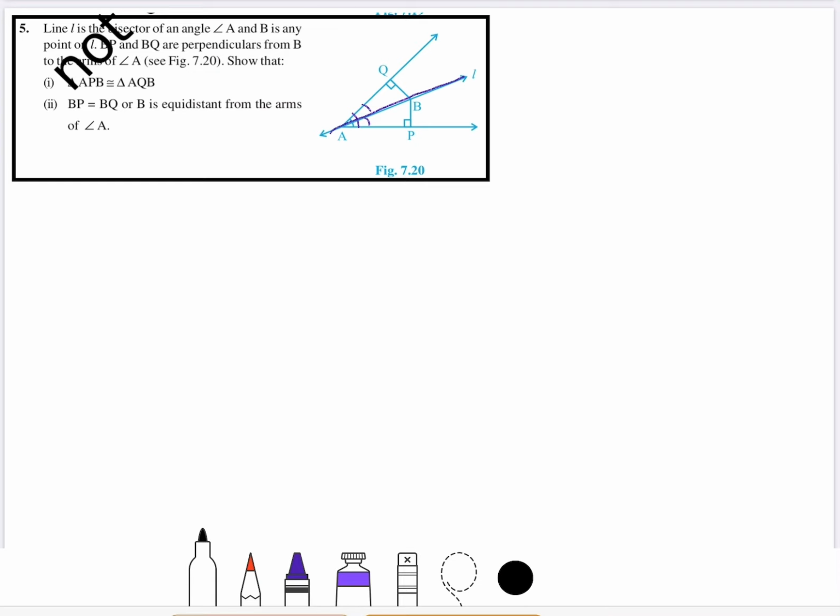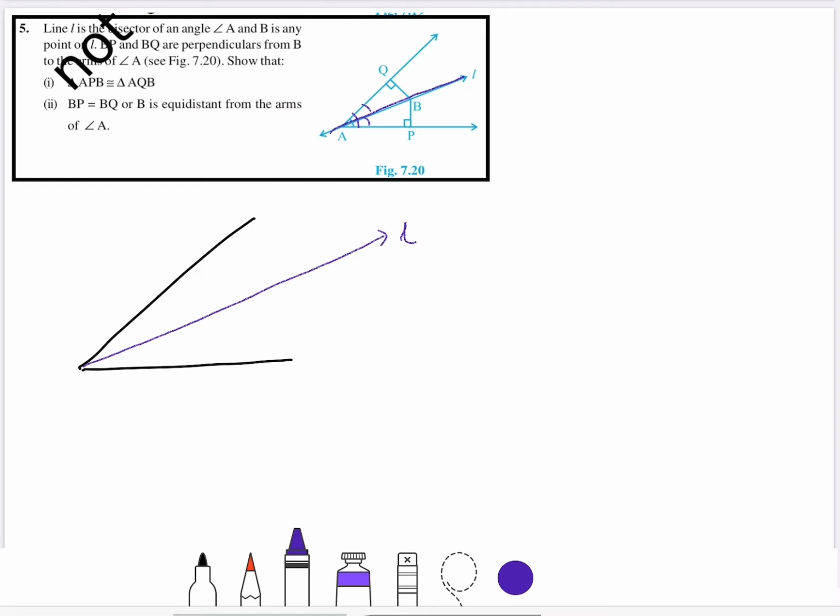If you need me to draw the diagram again, I'll draw it for you. Okay, now this is angle A and this is the bisector of angle A, line L. Say this is Q and this is P. They both are perpendicular. This is B and this is A point.